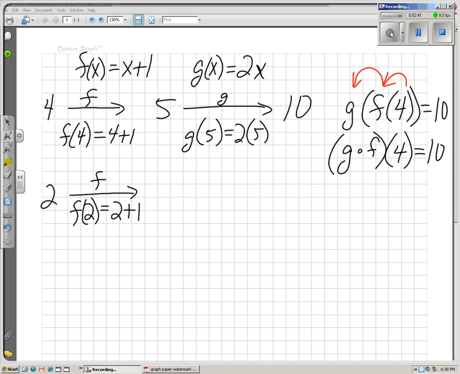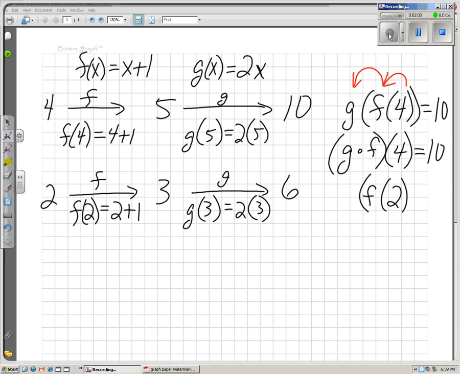All right, I ran it through the f function and I got 3. And I'm going to take that and run it through the g function, and I got 6. So when I take 2 and run it through the f function, then take my answer and run it through the g function, I end up with 6 after the composite functions. How do I write this? Well, I started with 2, I ran it through the f function, and then I took my answer and ran it through the g function, and I got 6. Another way of writing it, g of f of 2 is 6.